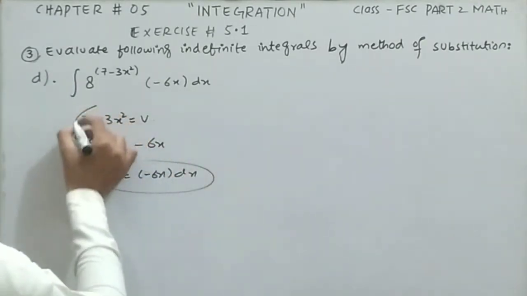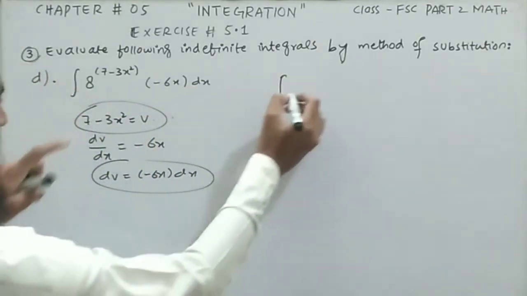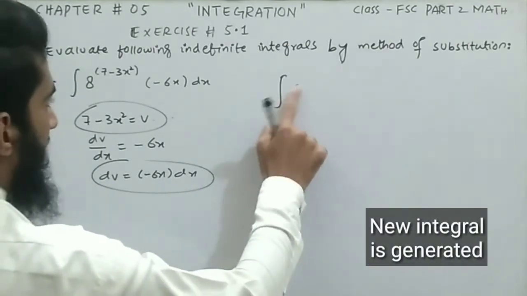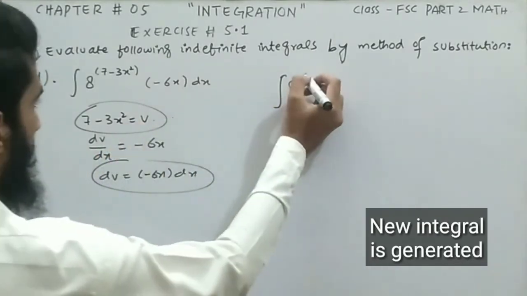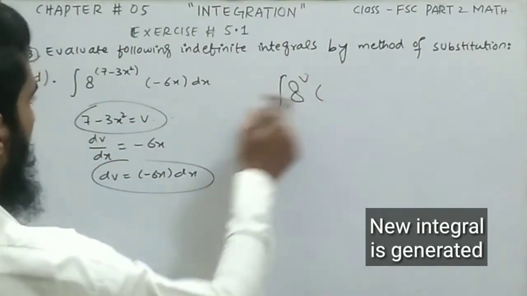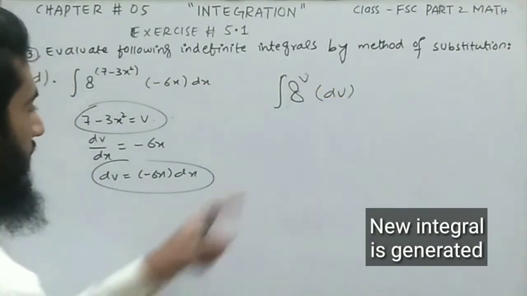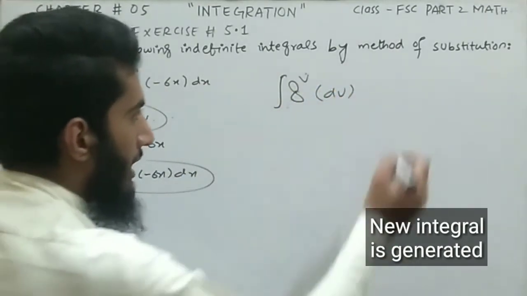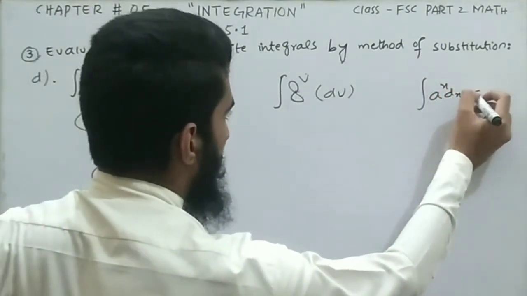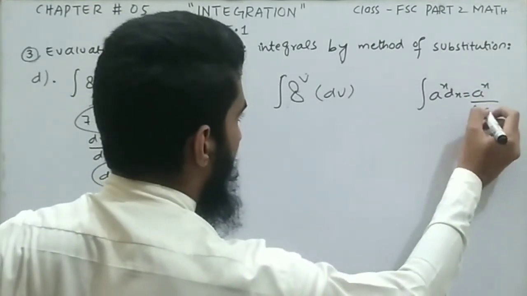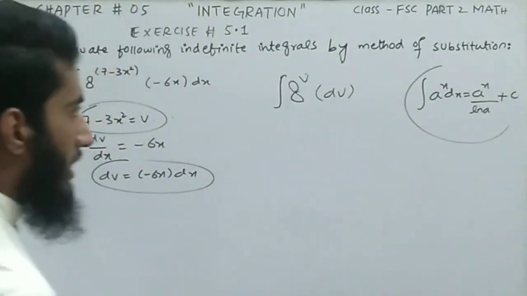Now putting this value and this value in the given integral, the new integral will generate. So 7 minus 3x square is actually equal to v, so it becomes 8 power v into minus 6x dx, which is actually dv. So put dv. The integral of 8 power v dv will be, remember a formula, that the integral of a power x dx is always equal to a power x divided by ln of a plus constant of integration. Using this formula we will get the required result.